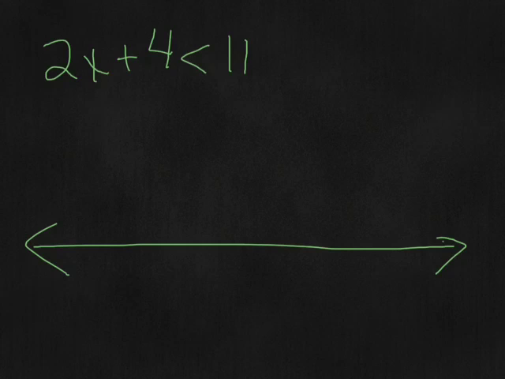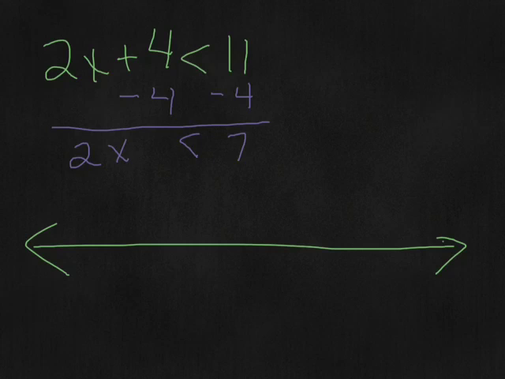So we're going to subtract. We need to solve for x here. We need to find out what values of x would make this inequality true. So we have to solve first. So we're going to subtract 4 from both sides of the inequality. And we get 2x is less than 7.